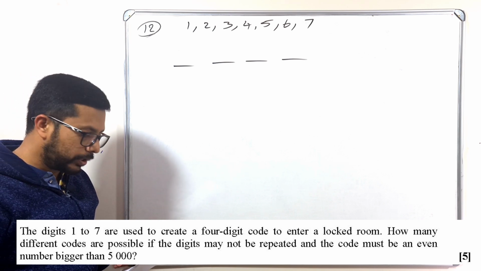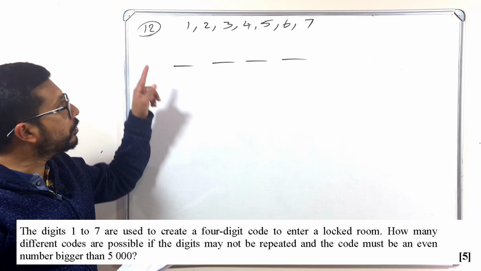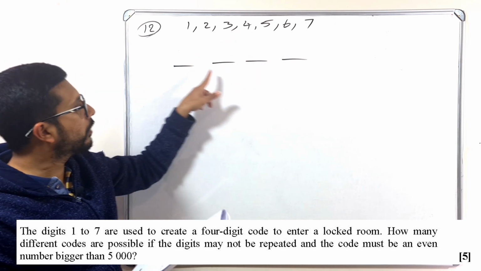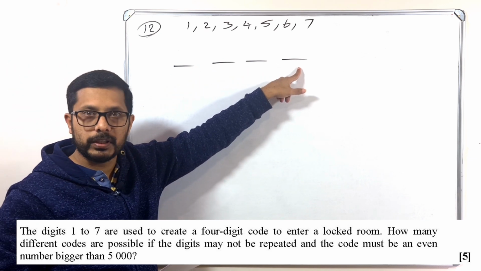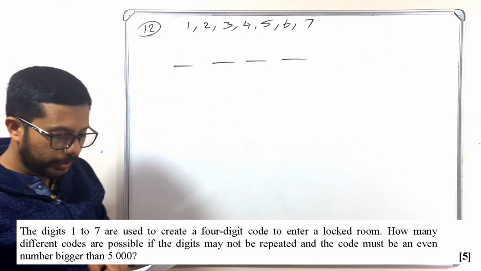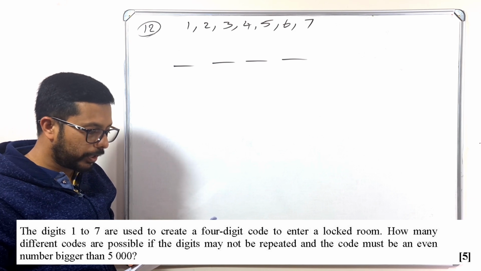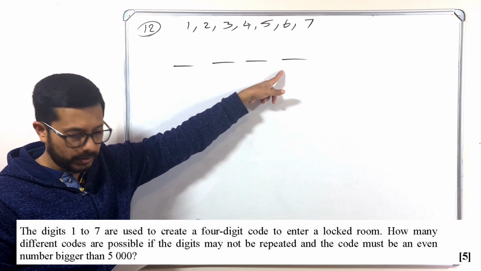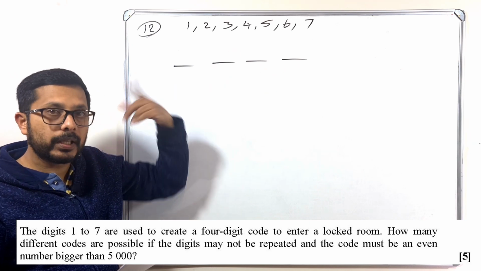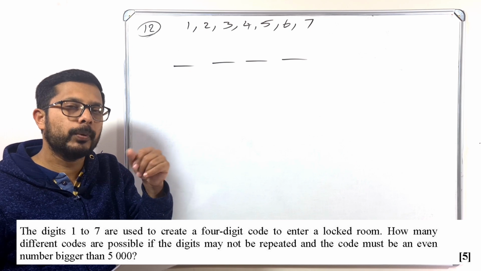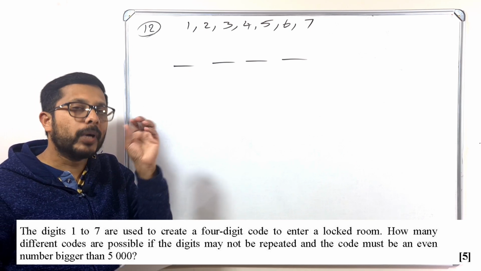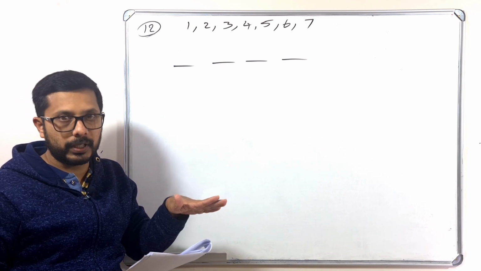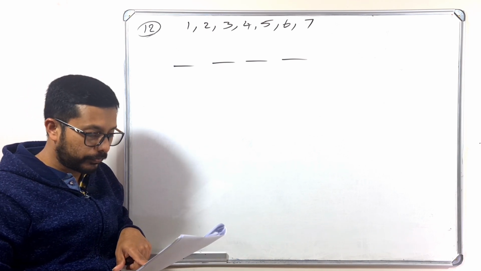Look at that sentence, read that question once more. The digits 1 to 7 are used to create a 4-digit code. Here you can see how many digits are here? 4-digit code. Then next sentence: how many different codes are possible if the digits may not be repeated? Underline that word in the probability section. You must know, may not be repeated and may be repeated are entirely different cases.